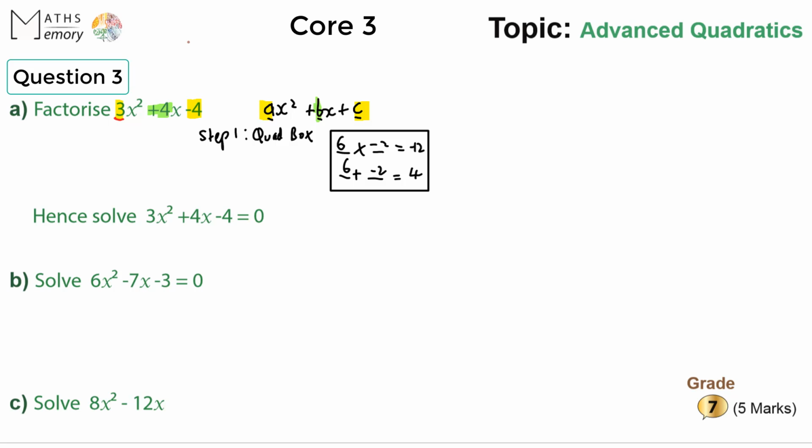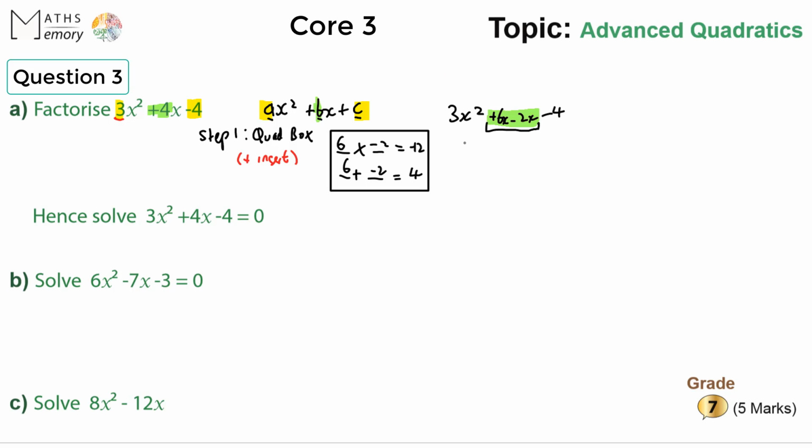So step 1 is to insert these into your original quadratic. So we've got 3x squared. Let's write this over here. 3x squared plus 6x minus 2x minus 4. Now look how these two numbers have been inserted into the quadratic, because you've got to agree that this is the same as this over here. The plus 4x is the plus 6x minus 2x.